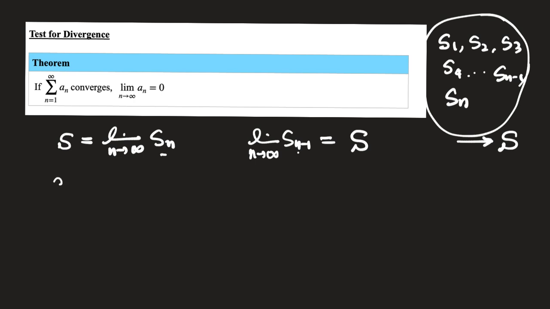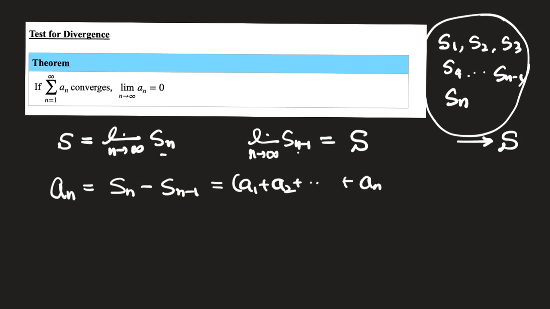Based on this information, we're going to find a_n. What is a_n? From the partial sums, S_n minus S_{n-1}. That means a1 plus a2 all the way to a_n, minus a1 plus a2 all the way to a_{n-1}. So this is a subtraction, and you're going to cancel out everything, and you're going to have a_n.